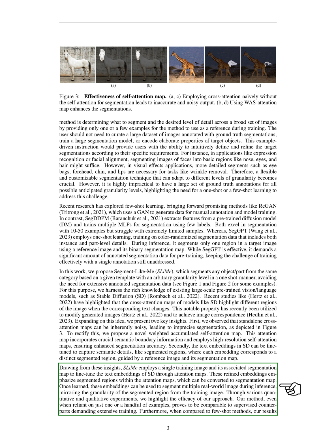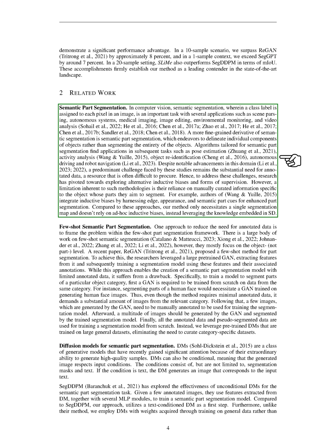Now, let's talk about related work. In computer vision, semantic segmentation, where a class label is assigned to each pixel in an image, is an important task with several applications such as scene parsing, autonomous systems, medical imaging, image editing, environmental monitoring, and video analysis. A more detailed version of semantic segmentation is semantic part segmentation, which aims to delineate individual components of objects rather than segmenting the entirety of the objects.